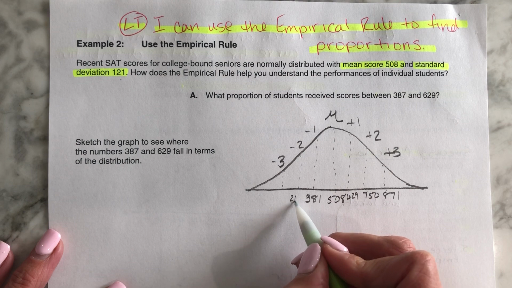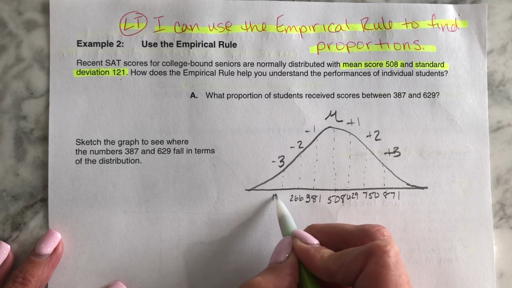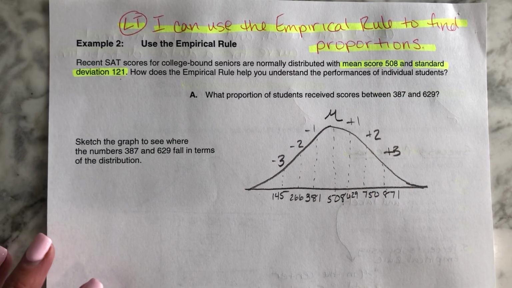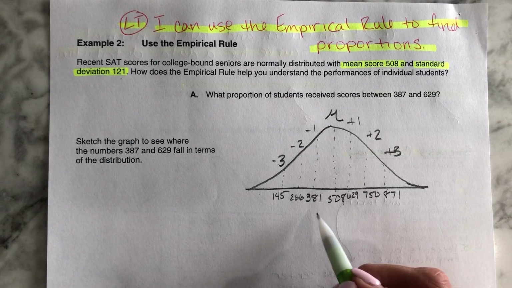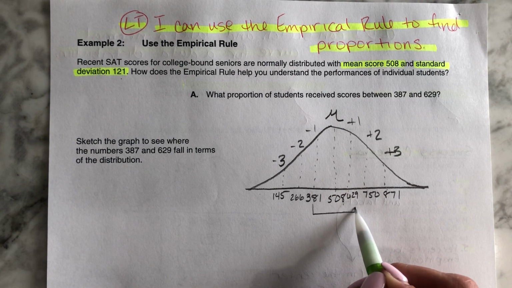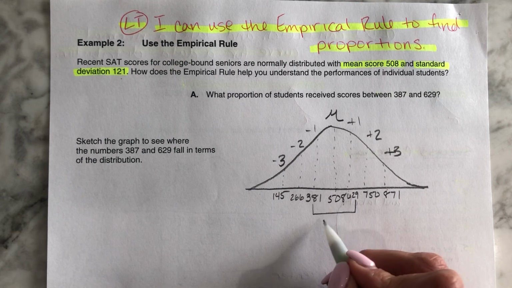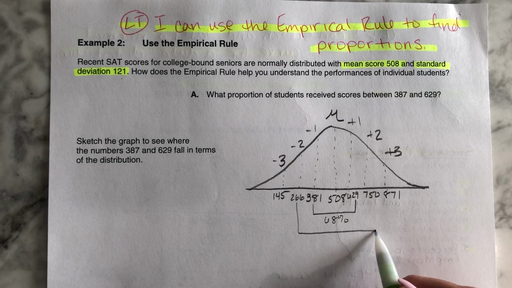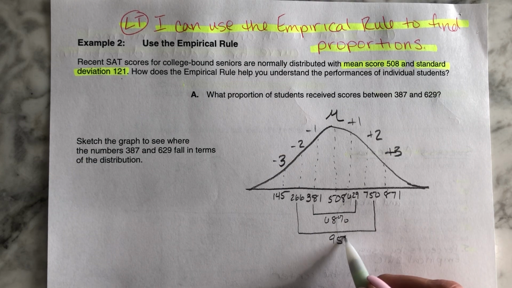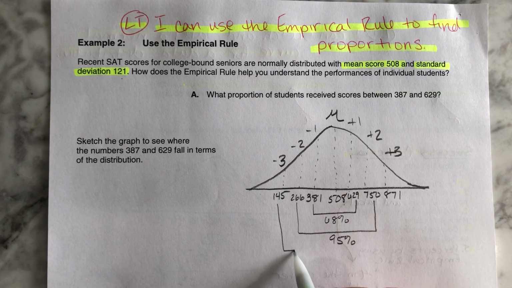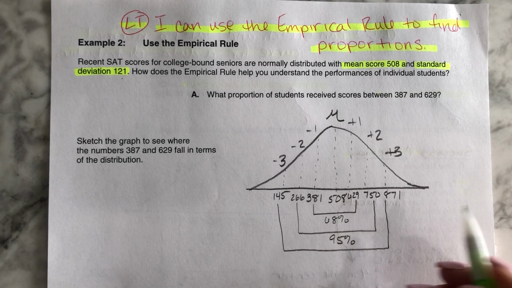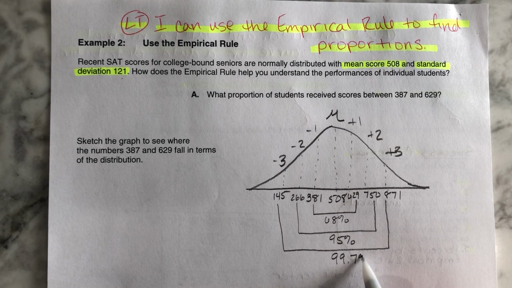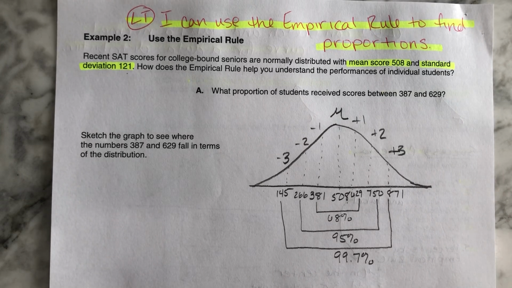381, 266, and then 145. Okay, empirical rule says that one standard deviation is 68%. 2 standard deviations is 95. And then last one is the 99.7. All right, so that's your first step. Get your graph set up, organize your data, and you're ready to go.